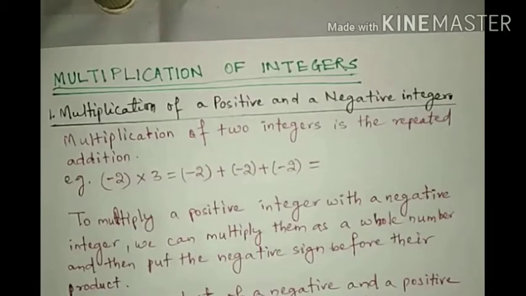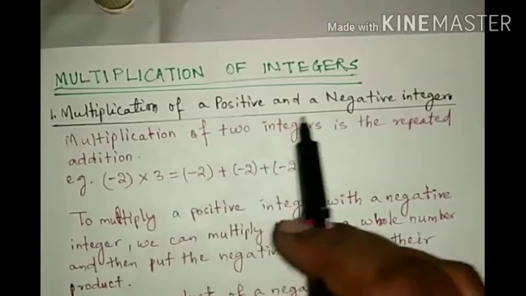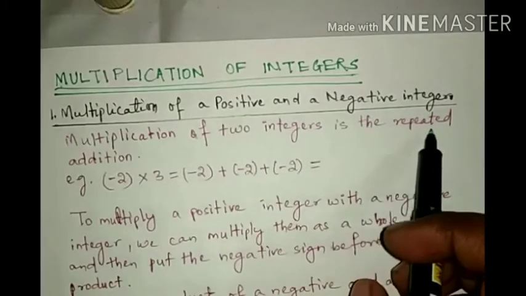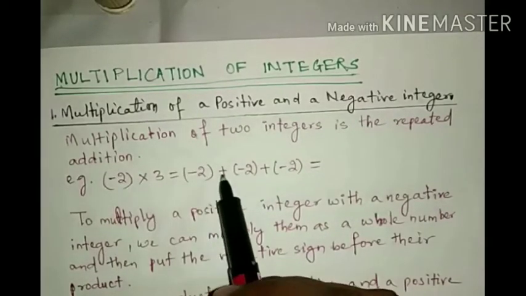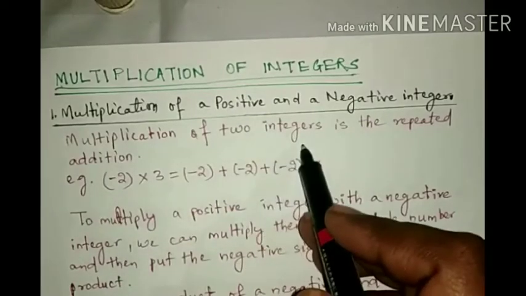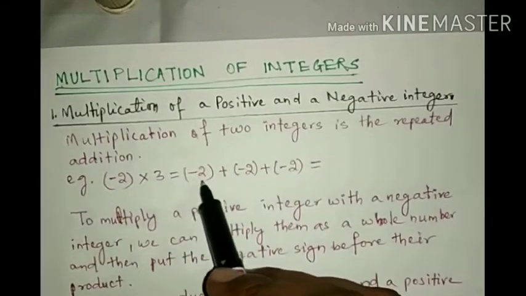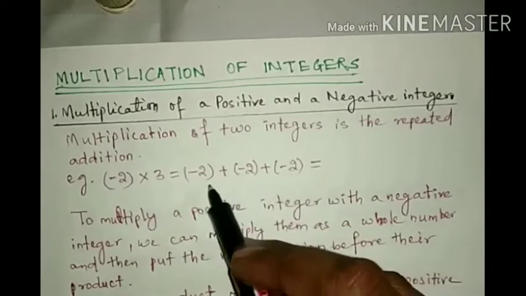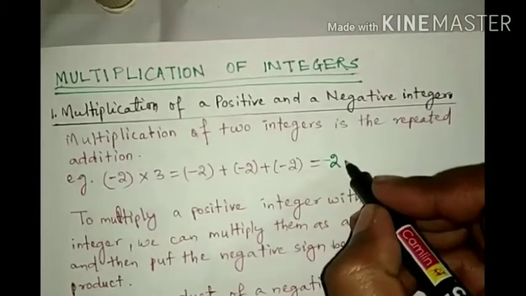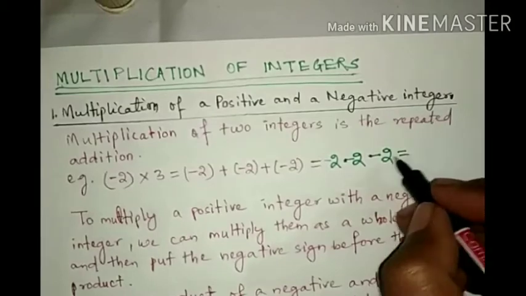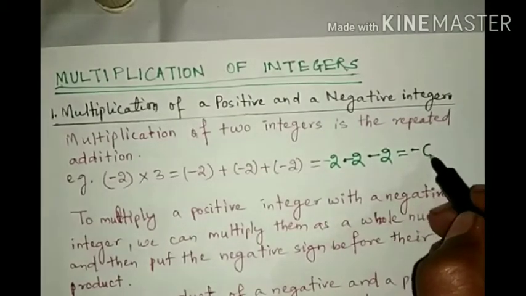If you multiply two positive integers, you will get a positive integer. Now we'll see number one, multiplication of a positive and a negative integer. Multiplication of two integers is repeated addition, like minus 2 into 3 equals minus 2 plus minus 2 plus minus 2. What will you get? You will get minus 6.